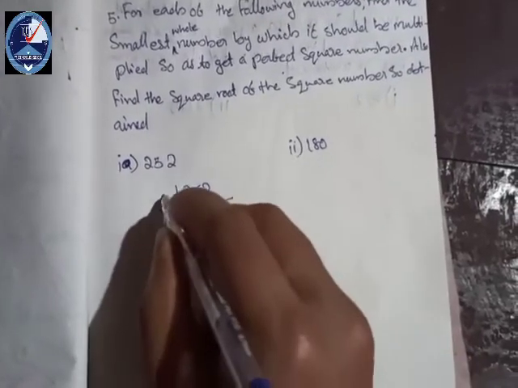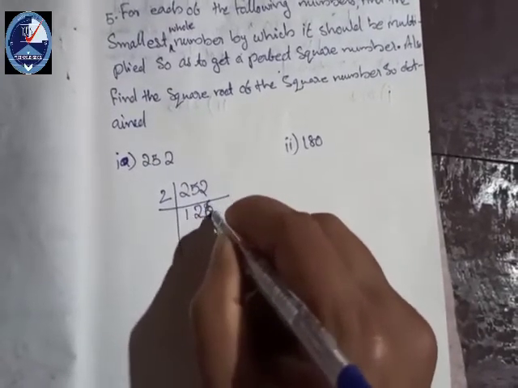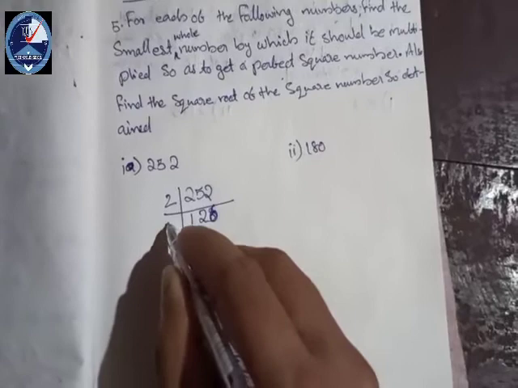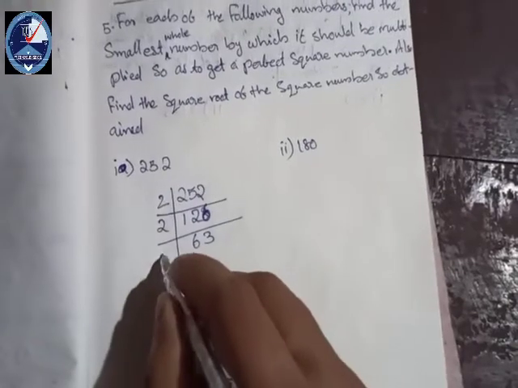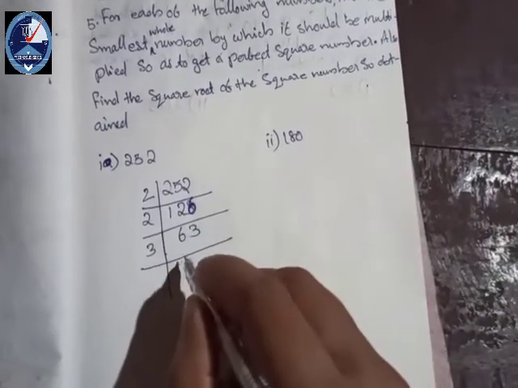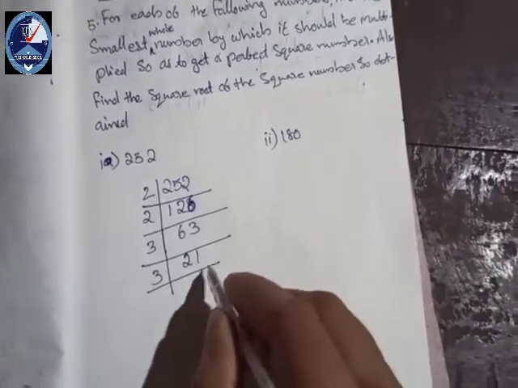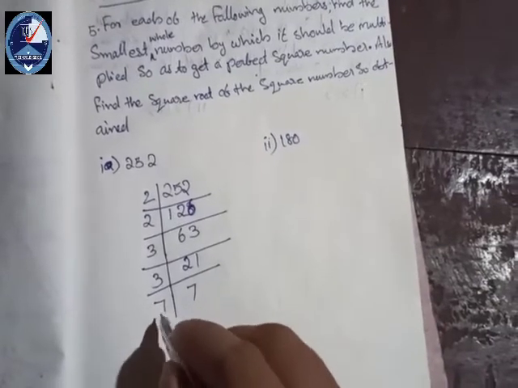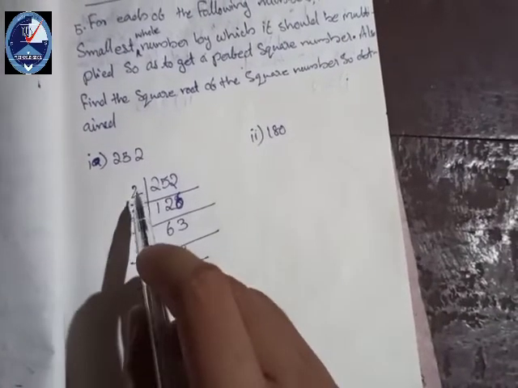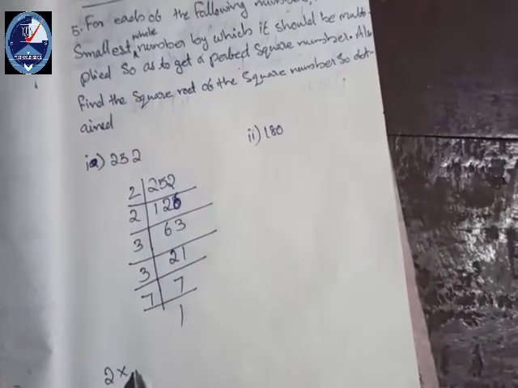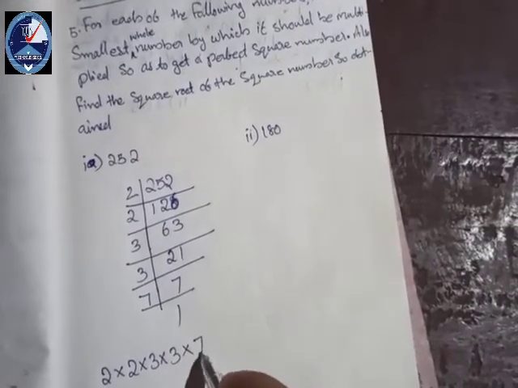We do it here for 252. We divide by 2. How many times will it come? 126 will come. Then also we take 2. 63 will come. Then we take the number 3. 21 will come. Then also we take 3, then 7 will come, then we take 7, then 1 comes. We have the prime factorization: 2 into 2 into 3 into 3 into 7.